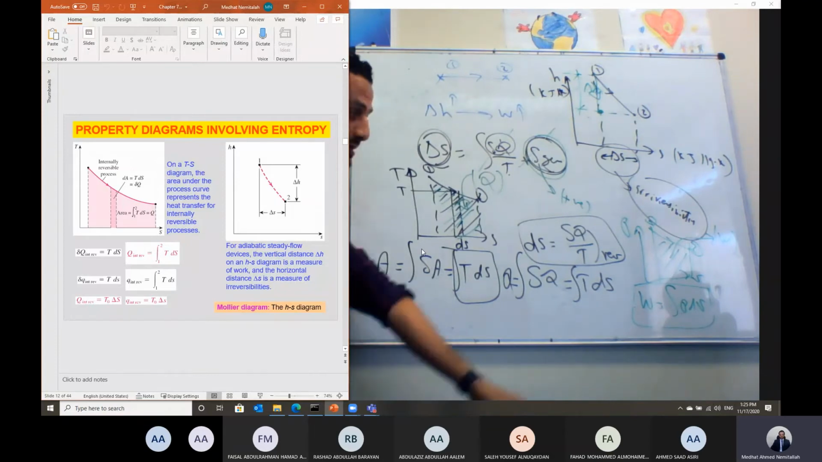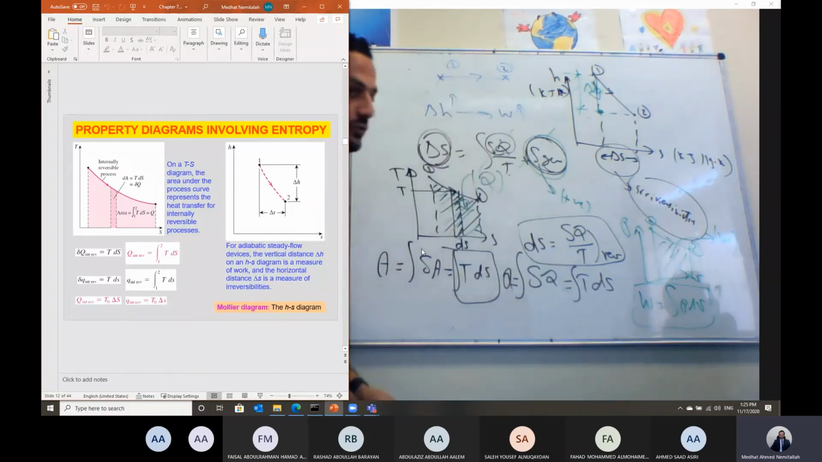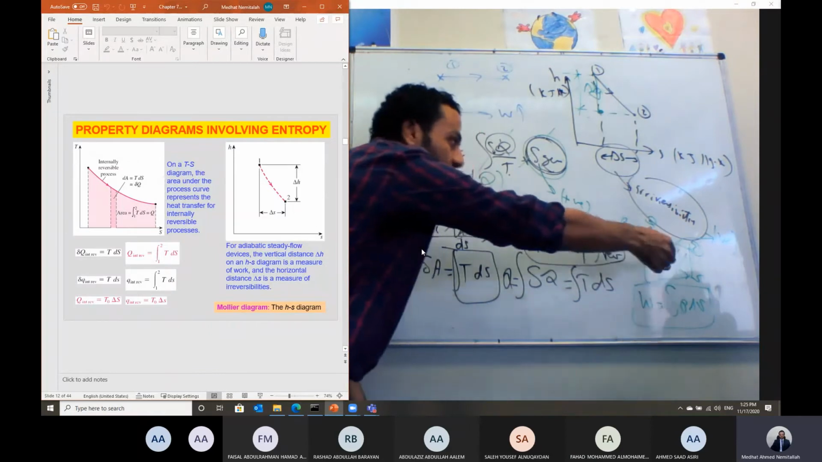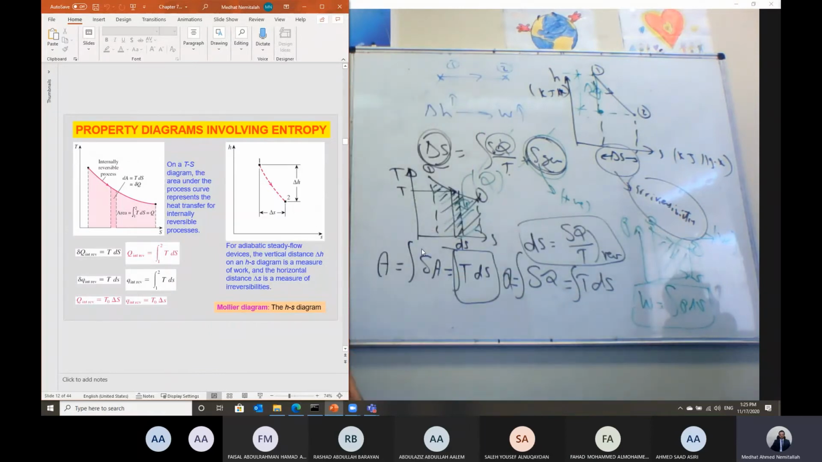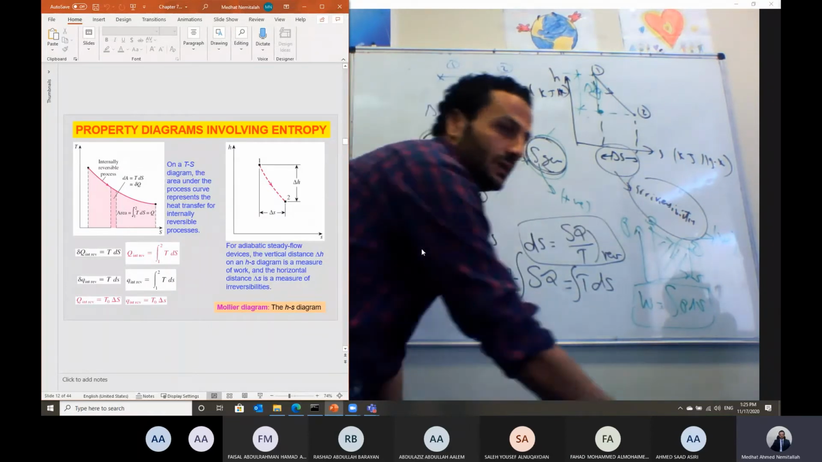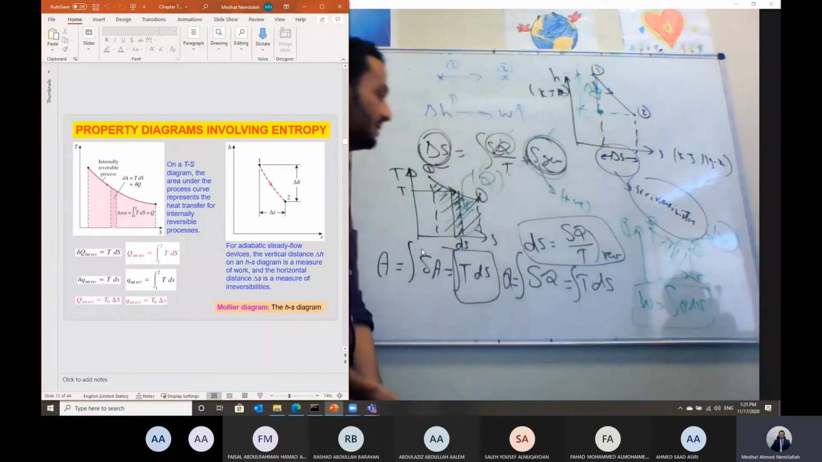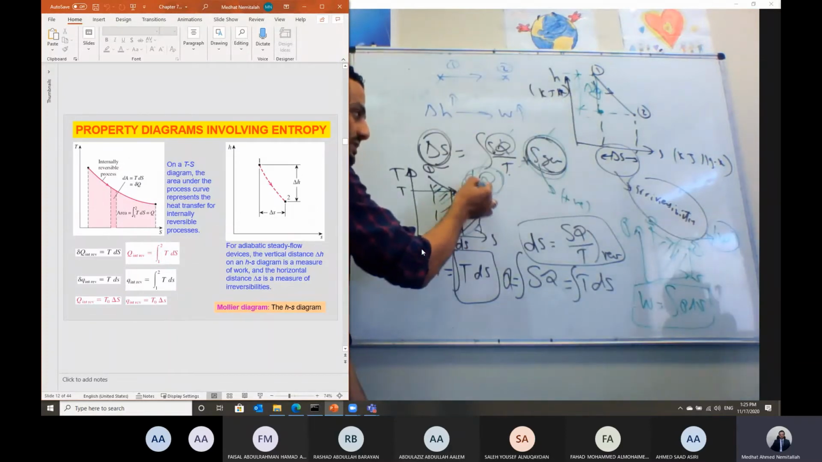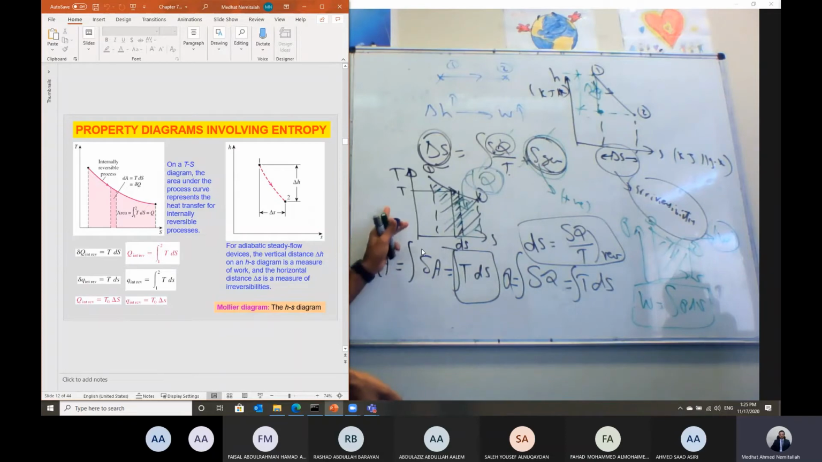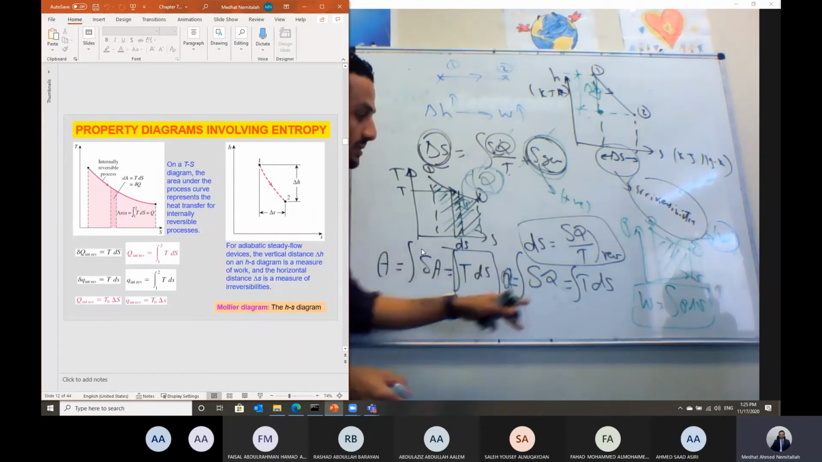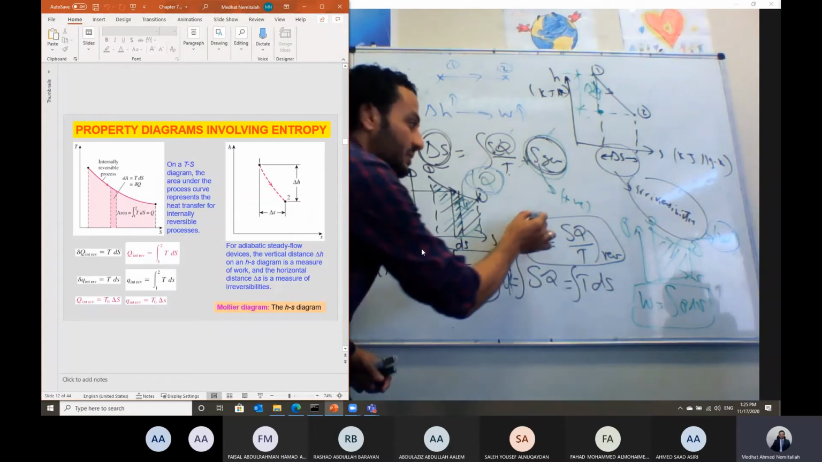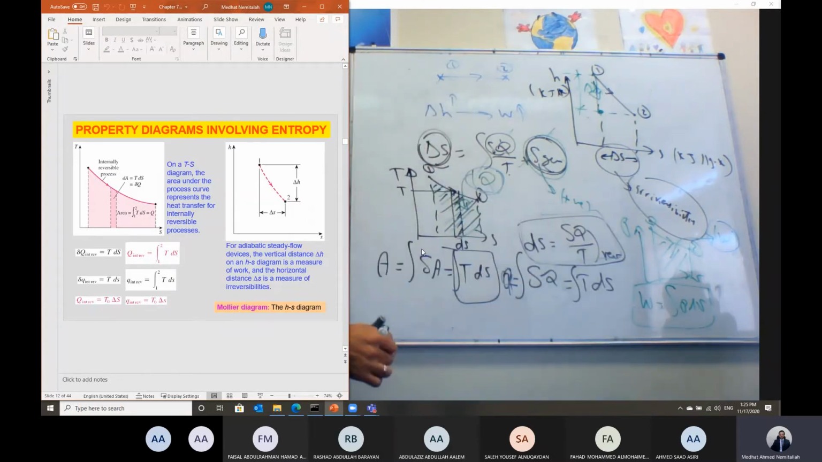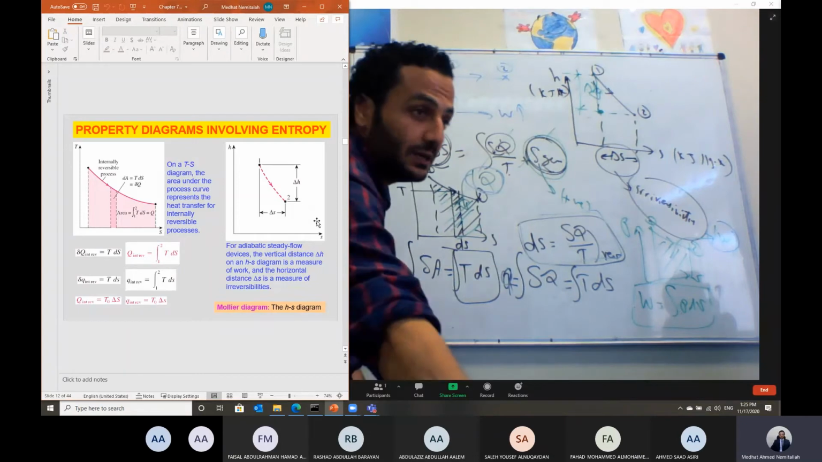But for a closed system, the work is equal to the integration of P dV, which is the area under the curve on the PV diagram. So the area under the curve on the PV diagram gives us an indication about the work. The area under the curve on the TS diagram gives us an indication about the heat transfer, as the heat transfer is equal to the integration of T dS, based on the definition of the entropy, based on the Clausius inequality.